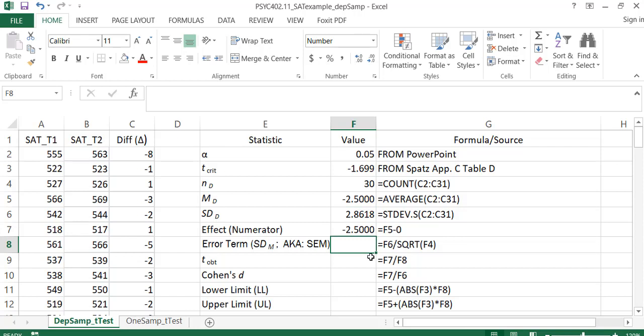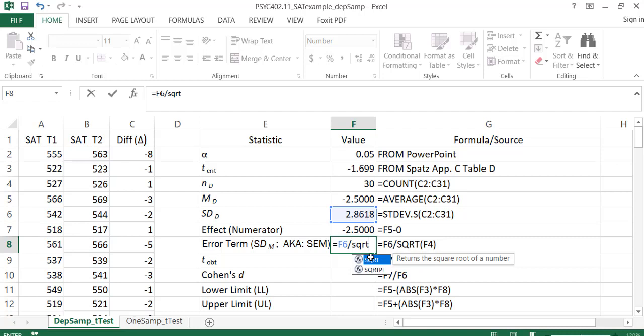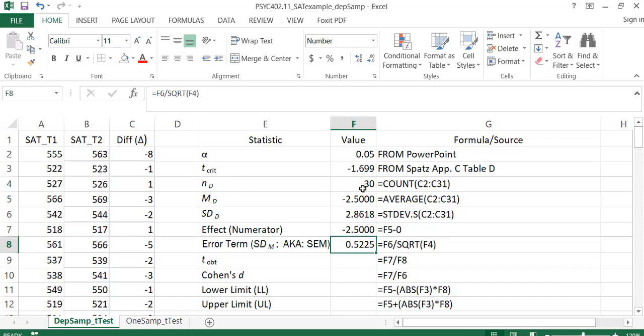So the error term is going to be the standard deviation divided by the square root of the number of different scores. And so we see that that is 0.5225. We then get t obtained by taking the effect, dividing by that error term. So now we see that our t obtained is negative 4.7848.